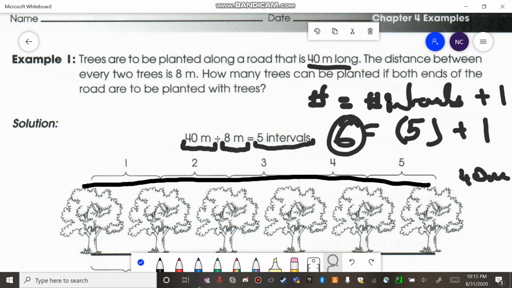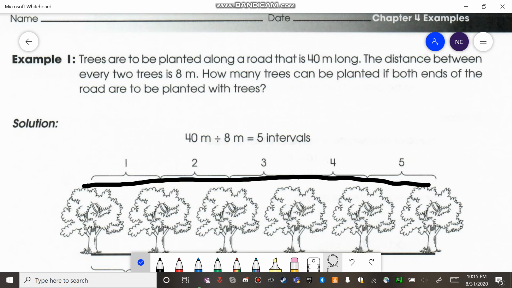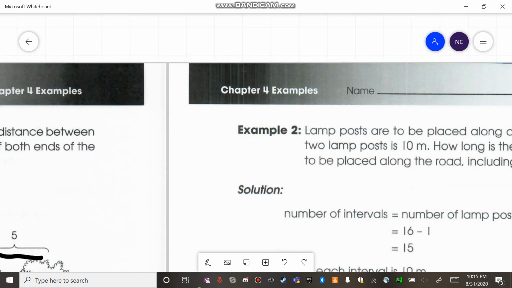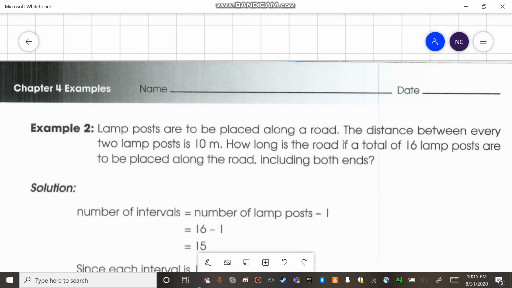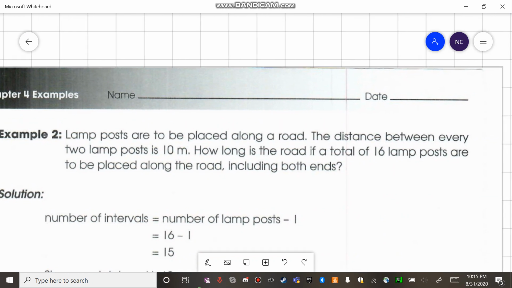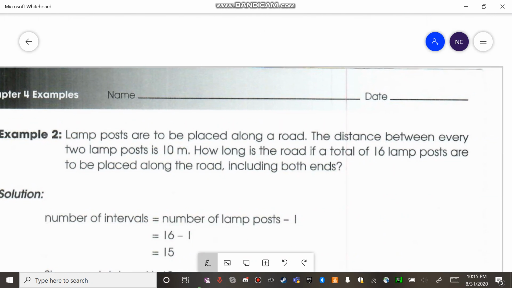Let's go to our next problem. So this one, lamp posts are to be placed along a road, and the distance between 2 lamp posts is 10 meters. How long is the road if a total of 16 lamp posts are to be placed along the road, including both ends?